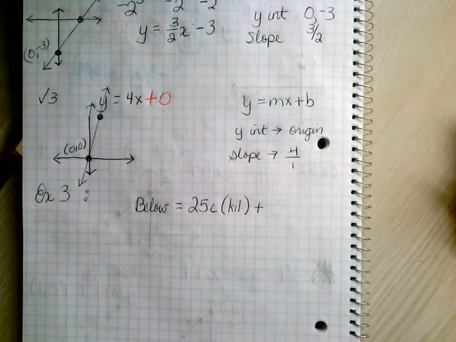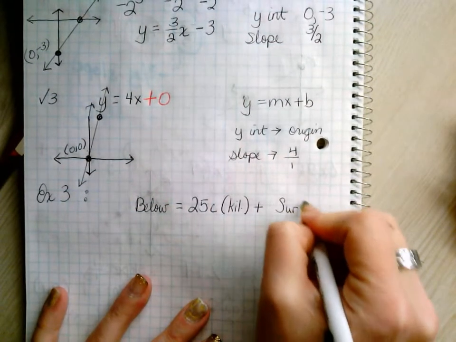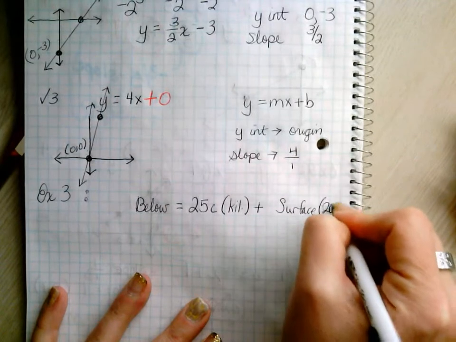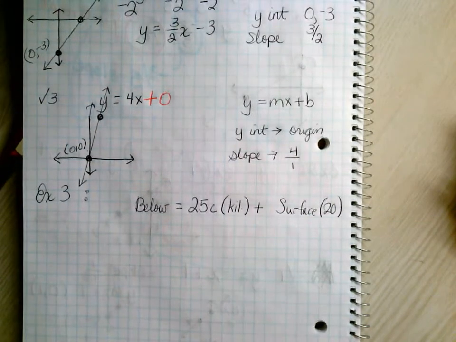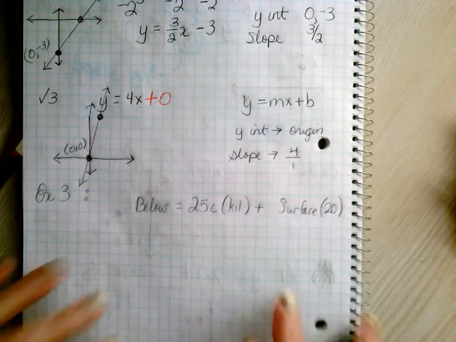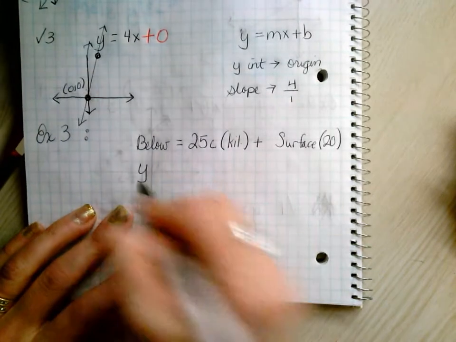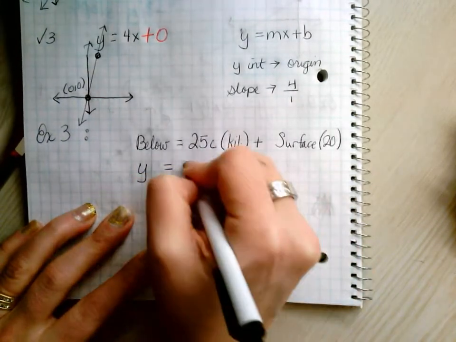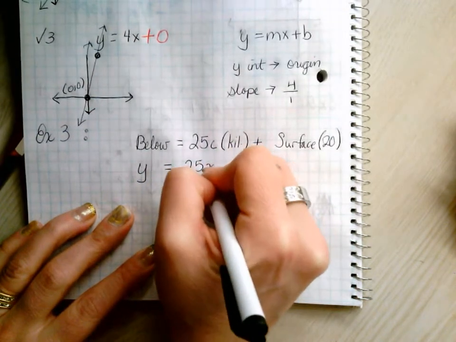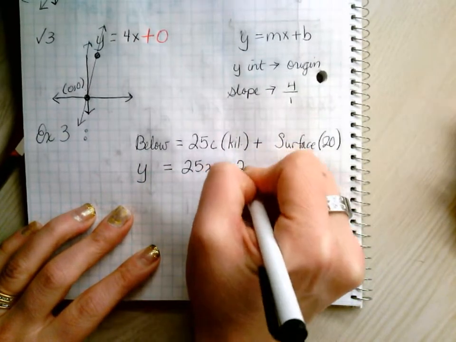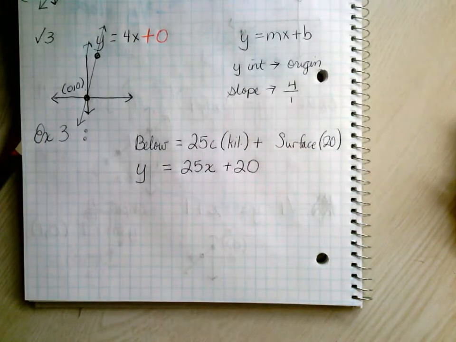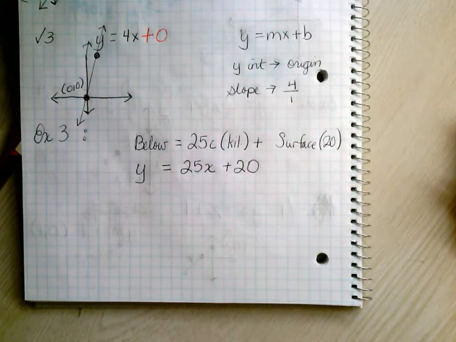What was the crust value? Surface crust. 20. Okay? To write that as a function, you do y equals 25 per kilometer added to the original surface temperature of 20 degrees Celsius. Okay? I know that seems more than you can handle, but I guarantee you guys can do these. All right, there's my function.